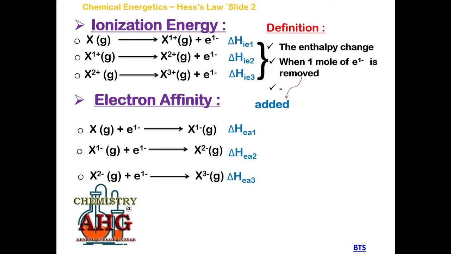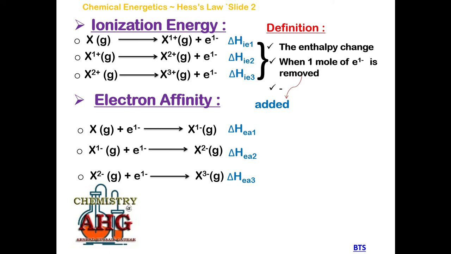Okay, I'm going to tell you the definition for the first electron affinity. It would be the enthalpy change when one mole of electron is added to one mole of gaseous atom to produce one mole of gaseous uni-negative ion. Now likewise, students, you can write down the definition for the second and third electron affinity yourself. Please do write. Just pause the video. Okay, if you have written, students, you can check it out.